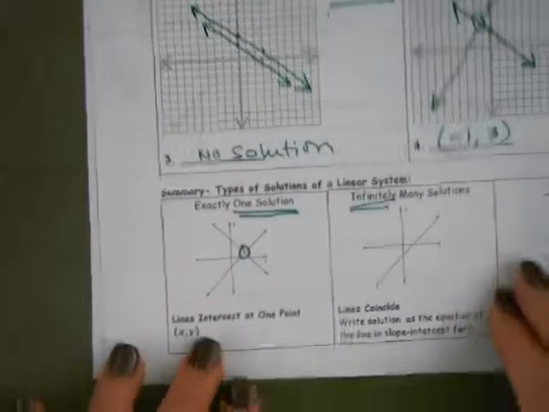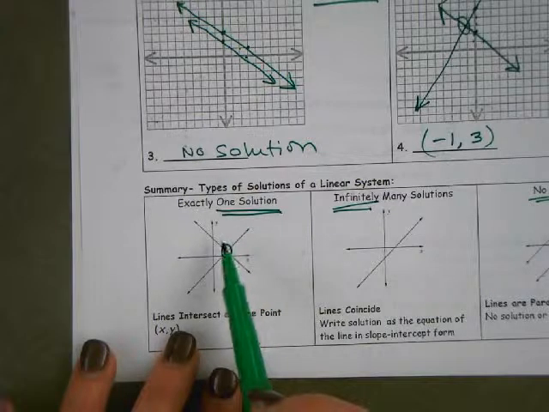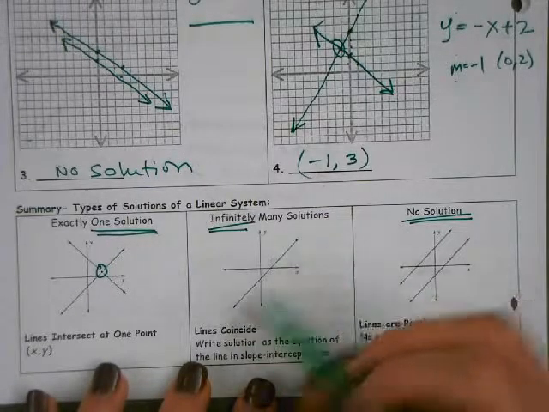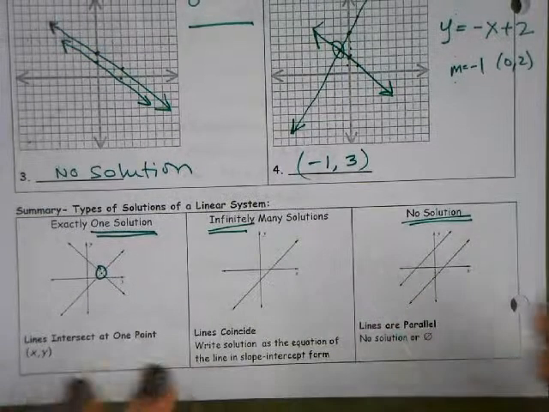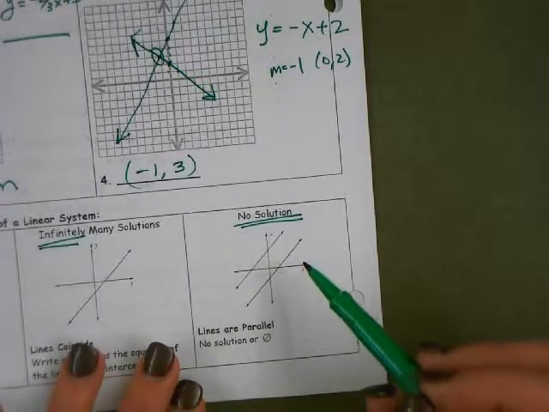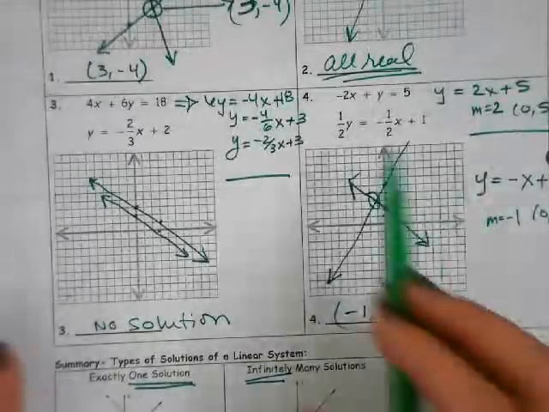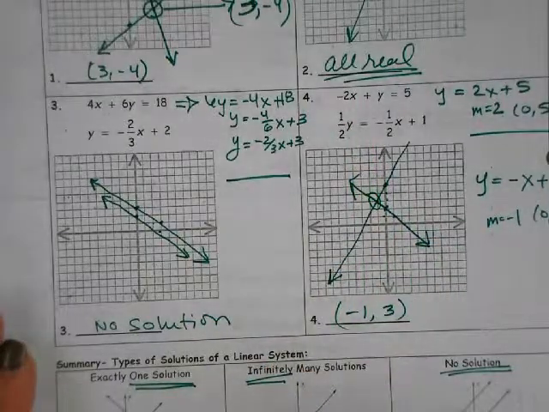If, however, you have 3 conditions. You have where it intersects once, that is one solution. You have it where the lines are the same, that's infinitely many solutions. And then you have it where they're parallel and they don't intersect, that is no solution. And that is when your graphs or your functions are equal to.